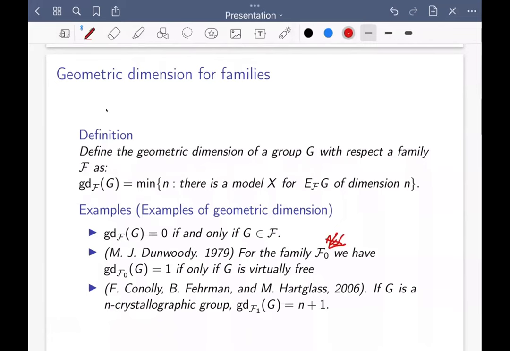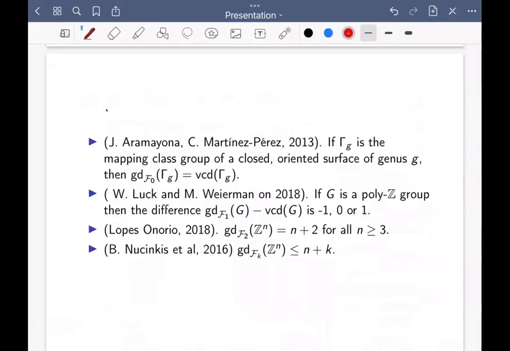Another example is the mapping class group of the closed oriented surface of genus g. Martínez-Pérez and Aramayona showed in 2013 that the geometric dimension with respect to the finite subgroups of the mapping class group is equal to the virtual cohomological dimension of the group.